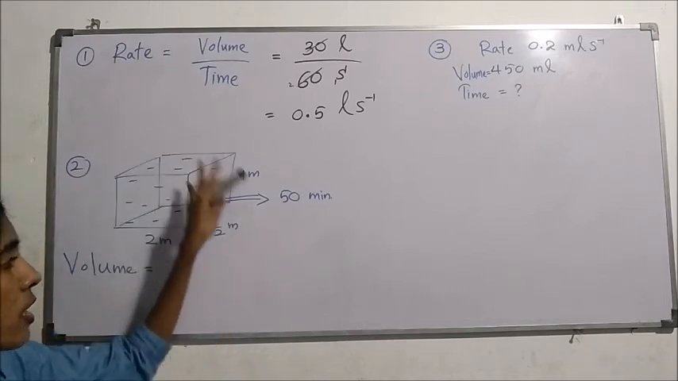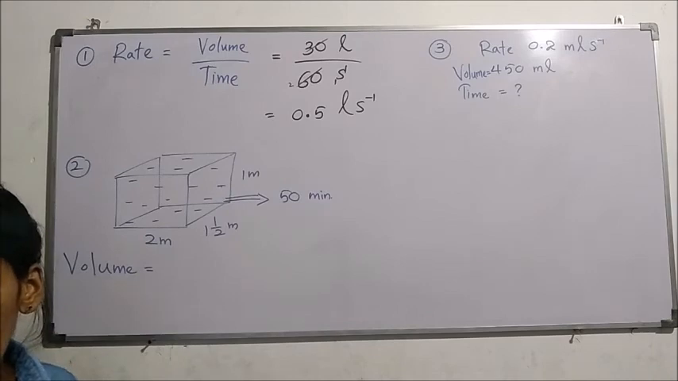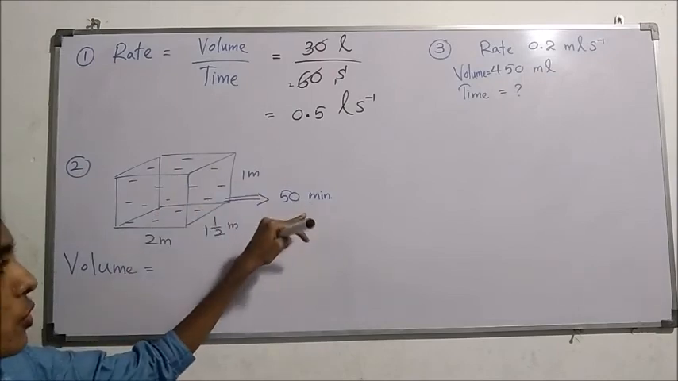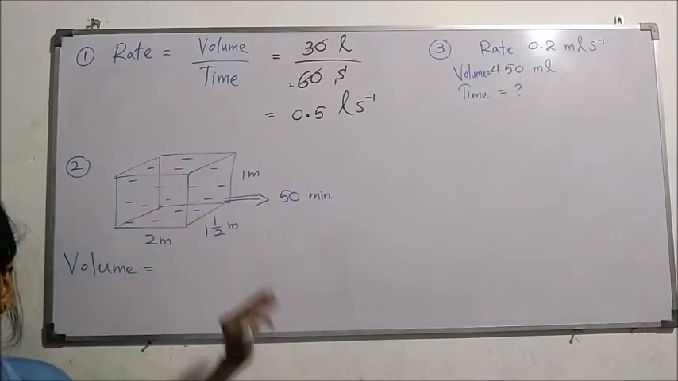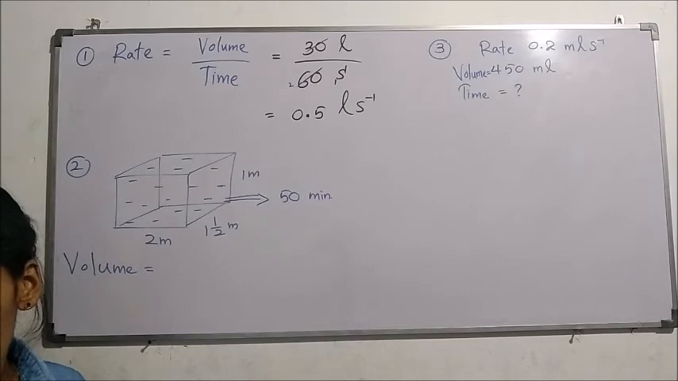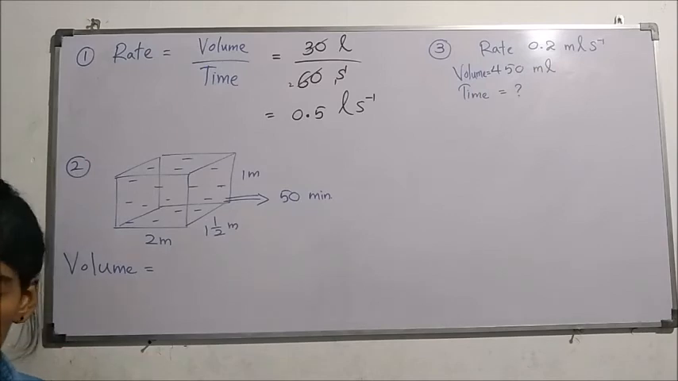Now you just think the tank is completely filled with water and it took 50 minutes for the tank to empty it by a pipe. It took 50 minutes to empty this whole tank, right? Then assume that the water flowed through the pipe uniformly. It means at a uniform speed, you just think at a uniform rate, right?